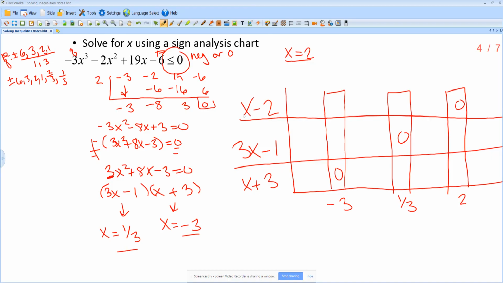All of these functions are linear, and they are all increasing functions. Here's a slope of 1, here's a slope of 3, here's a slope of 1. A linear function that is increasing hits its 0 and switches from negative to positive. So I'll have negatives to positive, negatives to positives, and negative to positive.